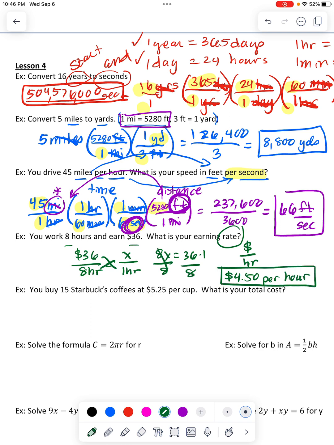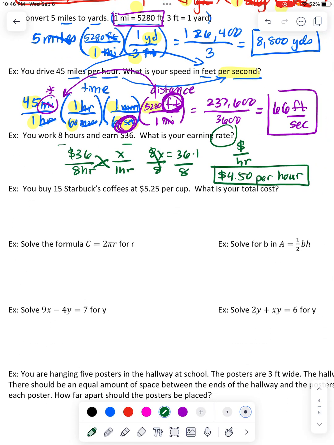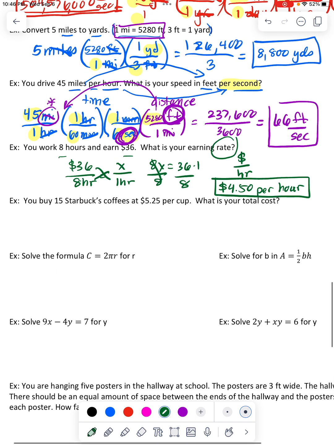So if they're like, oh, bananas are $1 a pound, that's your rate. It's per 1 pound. So now, if I'm like, well, what if I work 30 hours? What if I work 100 hours? I can just multiply my per hour rate times the time that I'm working.